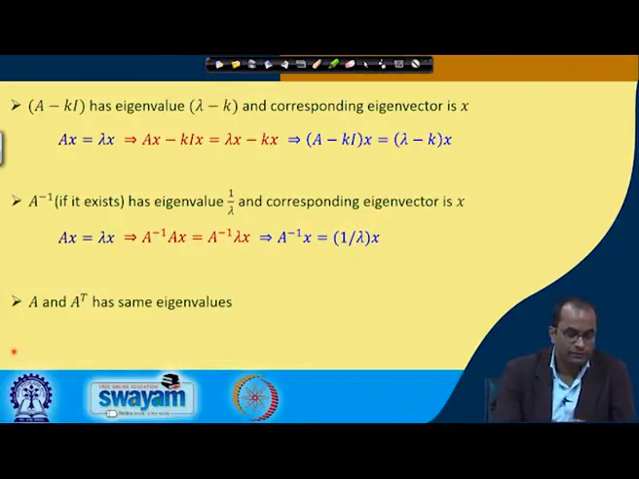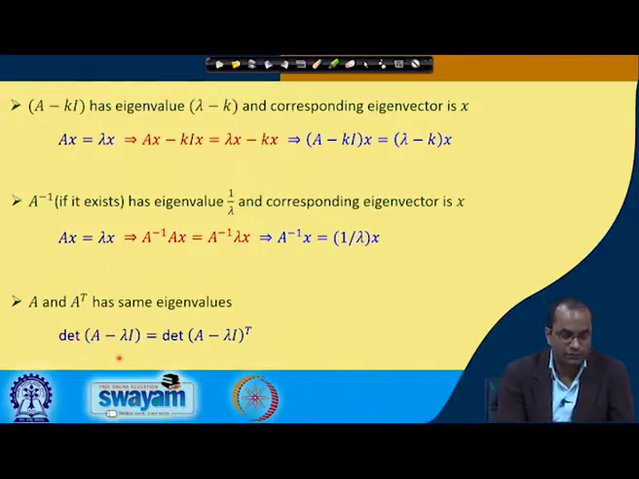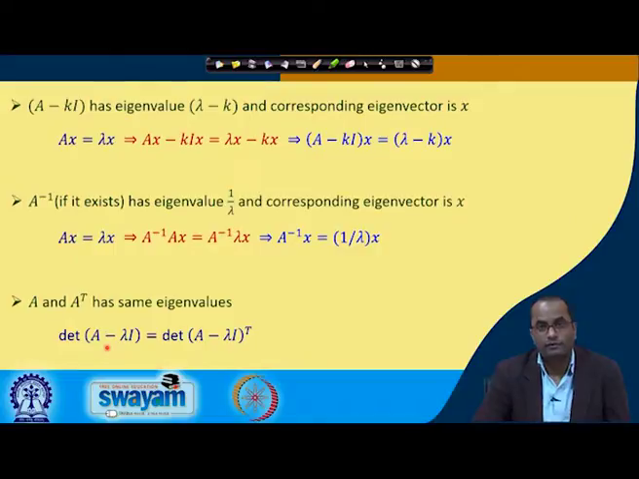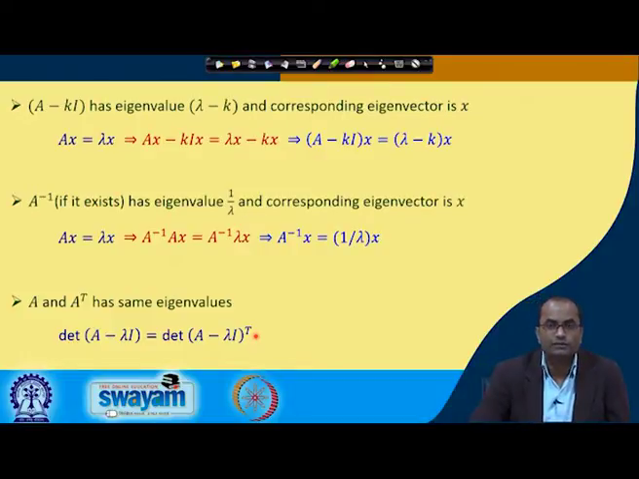So, A and A transpose have the same eigenvalues, which we can again easily see, because the determinant of A minus lambda I, that is the characteristic equation, actually gives the eigenvalues. So, here for this characteristic polynomial, A minus lambda I, we know the property of the determinant, that the determinant of the matrix A minus lambda I will be the same as the determinant of A minus lambda I transpose. So, the transpose does not change the determinant of a matrix.